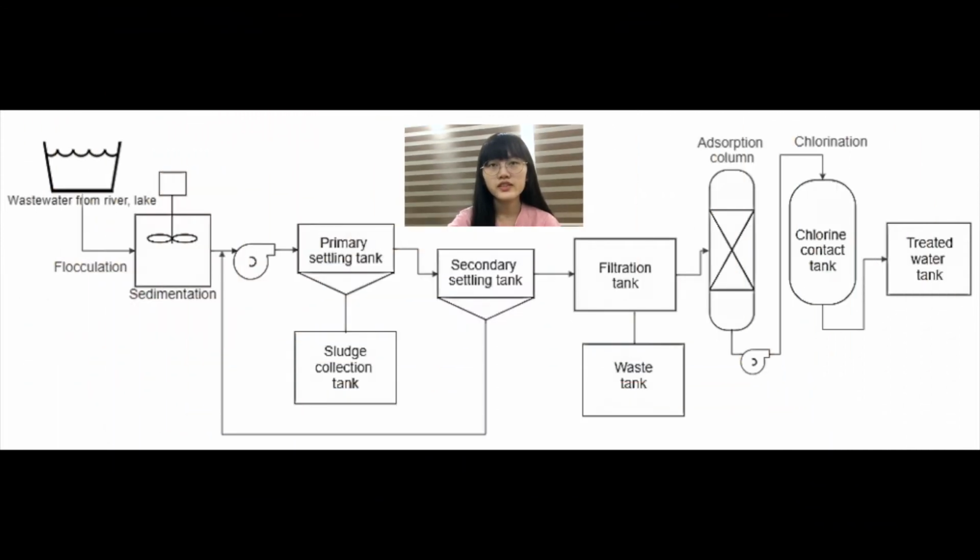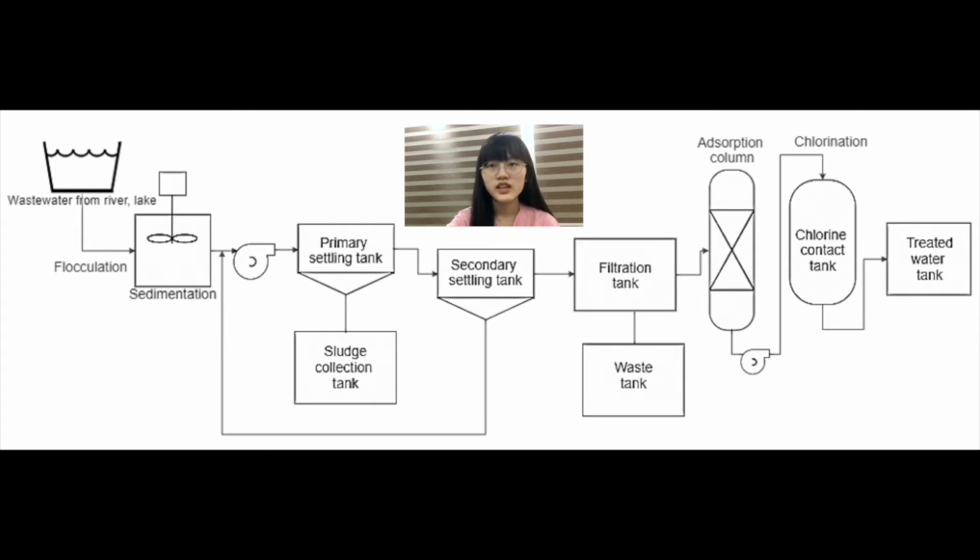First, the plant receives the wastewater from the river or lake. Then, the wastewater will undergo flocculation to combine the suspended solids to become heavy floc. Then, the floc will undergo sedimentation, in which the suspended solids will sink to the bottom of the tank due to gravity. The sludge is removed in the primary settling tank and then collected in the sludge collection tank as a waste product. Then, the remaining sludge is recirculated in the secondary settling tank to enhance the removal efficiency.